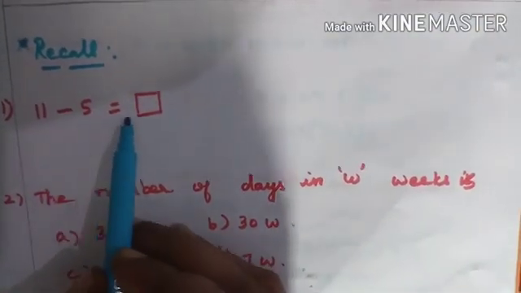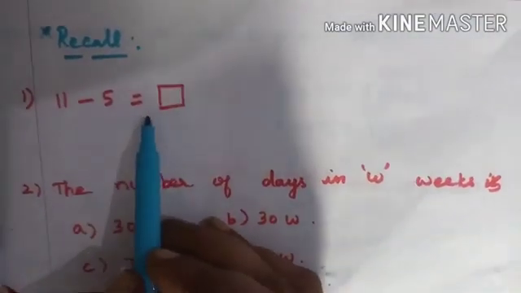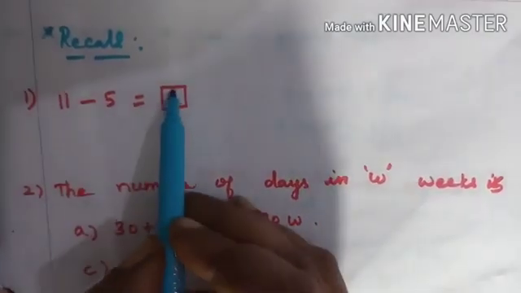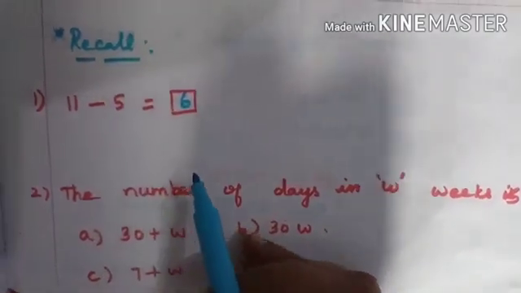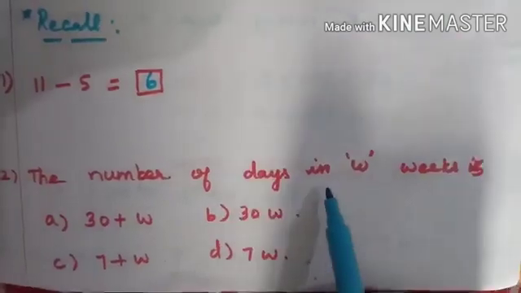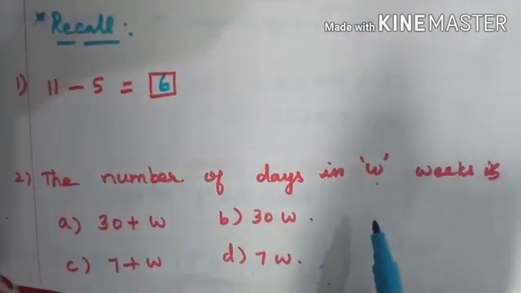Recall. 11 minus 5 equal to dash. So it is very easy. 11 minus 5 is what? 6, isn't it?